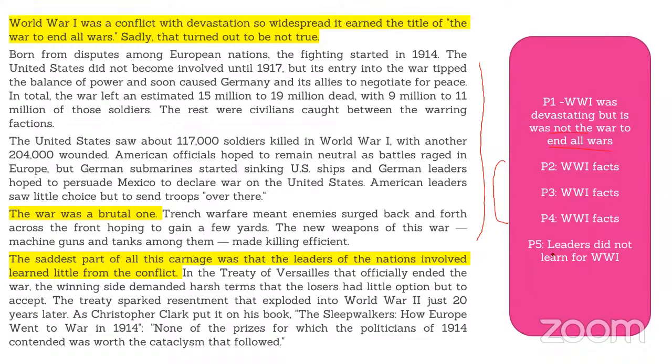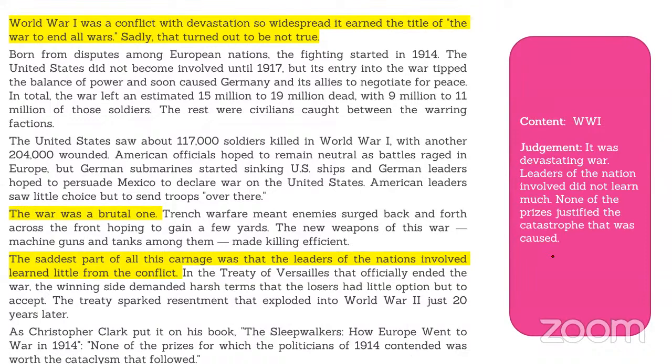Paragraph number 5, again, he has given his opinion that leaders did not learn from World War One. That was the problem. And then he goes on to explain how they did not learn from World War One. All right. So, this is the content plus judgment. Content is World War One. Judgment is it was a devastating war. Leaders of the nations involved did not learn much. None of the price justified the catastrophe that was caused. So basically, whatever happened in World War One was not justified. He's saying leaders did not learn much. It was not the last war.